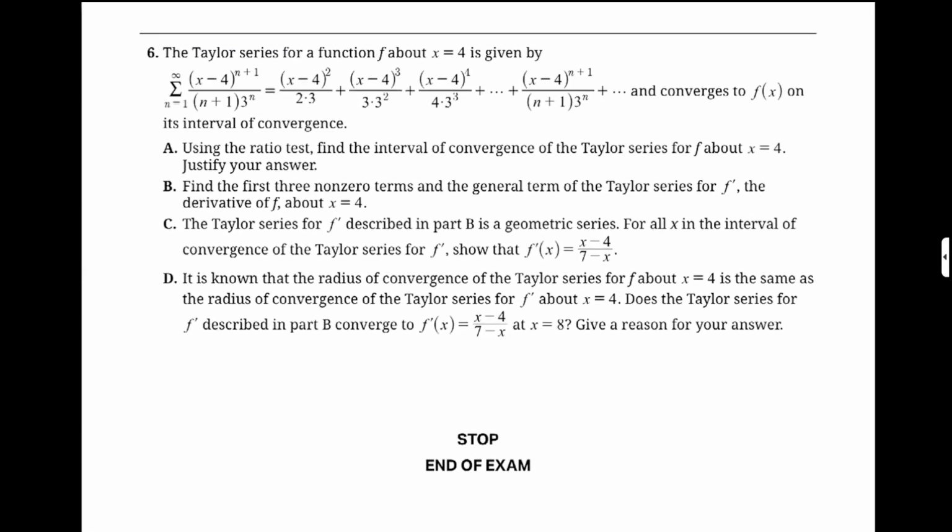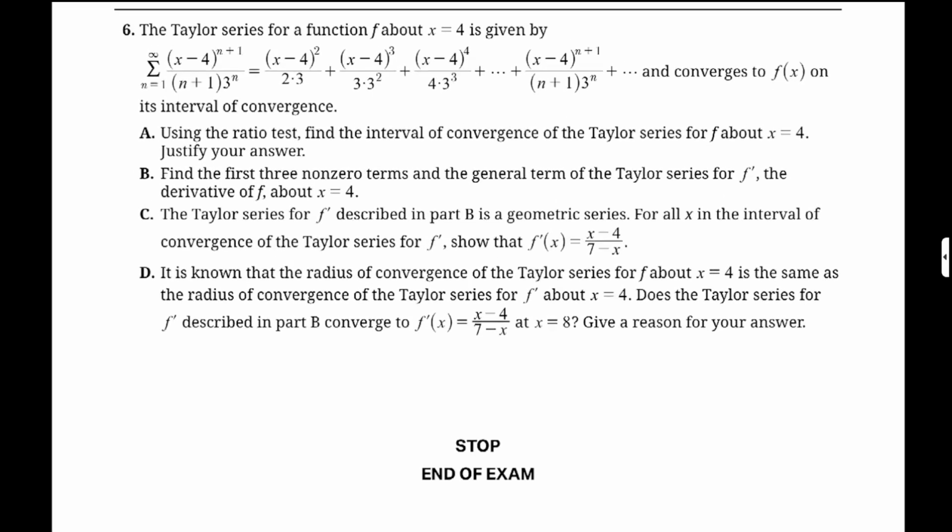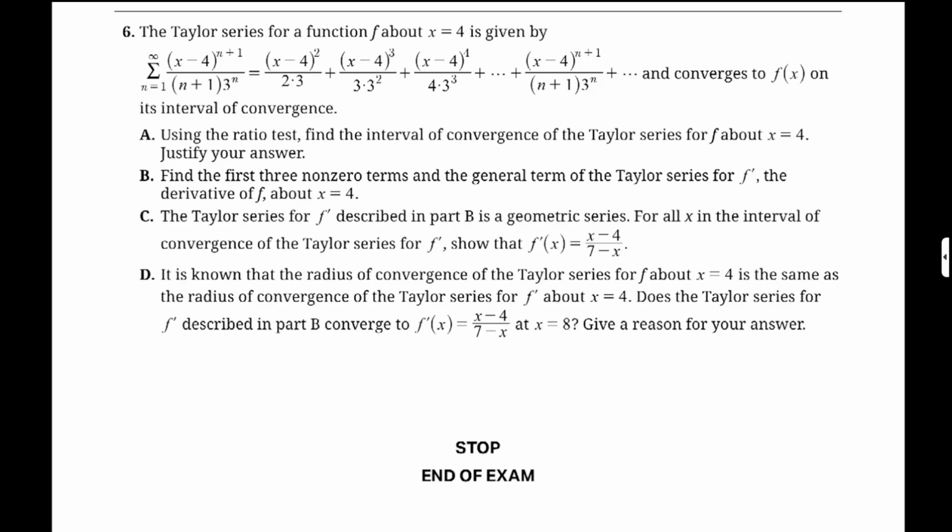For part 6, which in my opinion is somewhat easier, the parts A and B we'll do really quickly, and particularly this one is a very standard FRQ question. Nothing really too insane here, guys. So we have some function that converges to f, right, on its interval of convergence. So we want to find the interval of convergence for f about x equals 4. You don't have to worry about that. It is already about x equals 4.